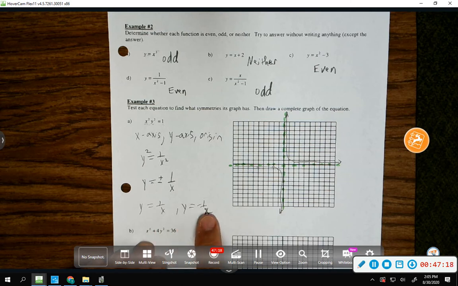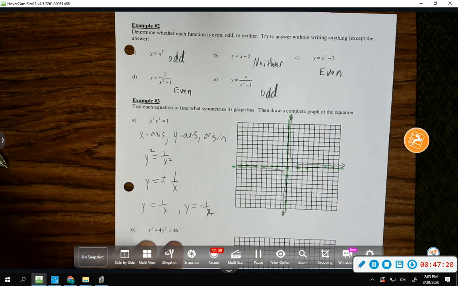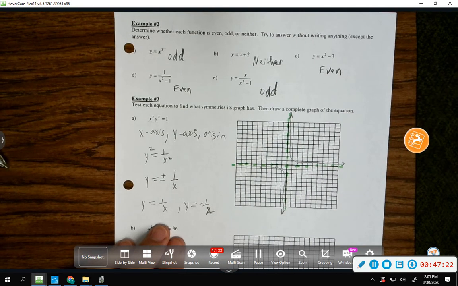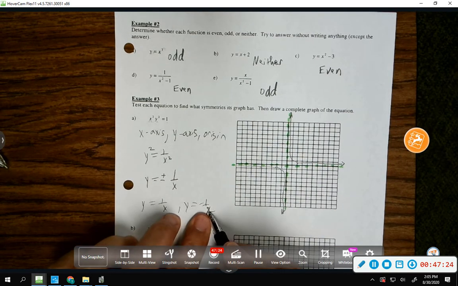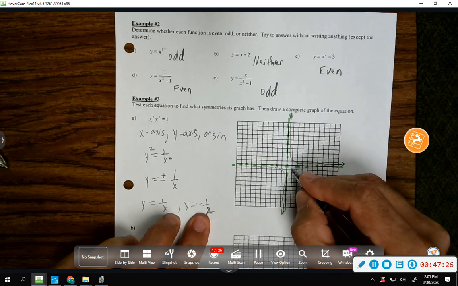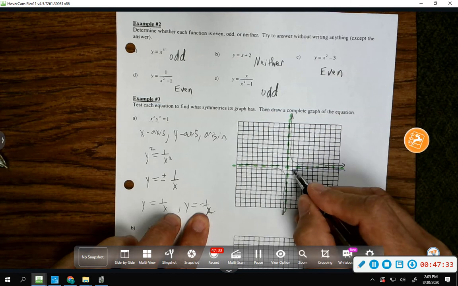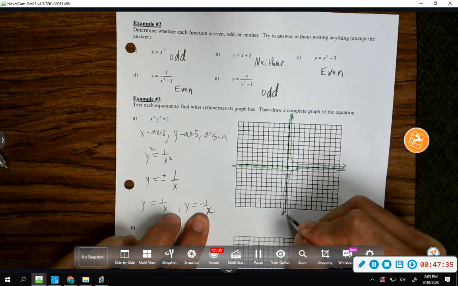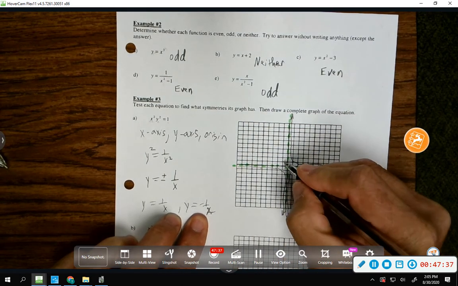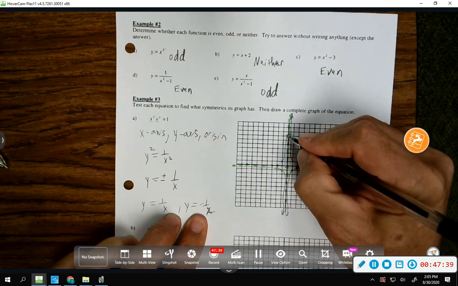But now let's graph this one. And I'll graph this one in pen here. If I plug 1 in, I get out -1. If I plug 2 in, I get out -1/2. 3, I get, it looks like this. And I'm going to get the same look here. What happens when I plug in -1? I get out +1. There it is.